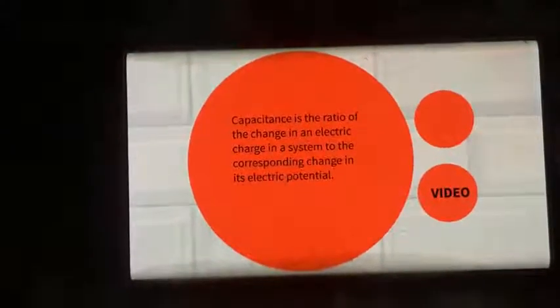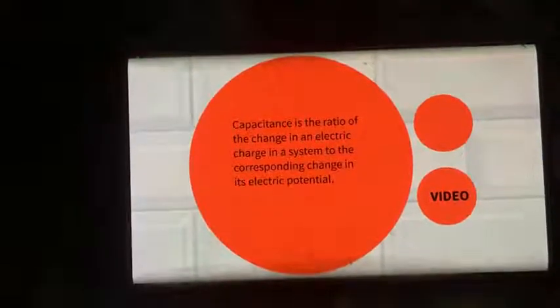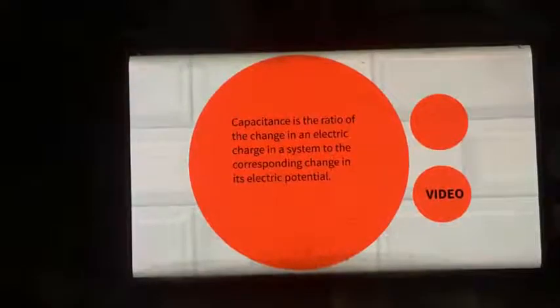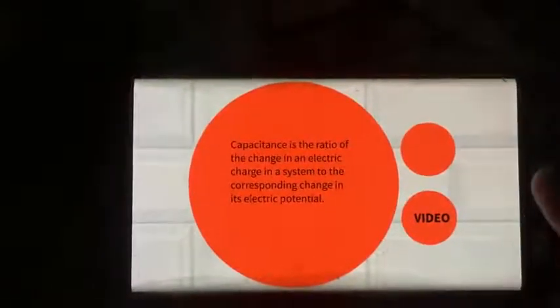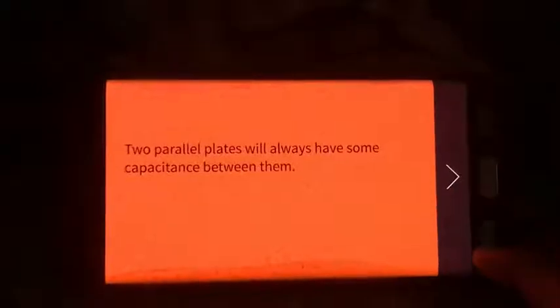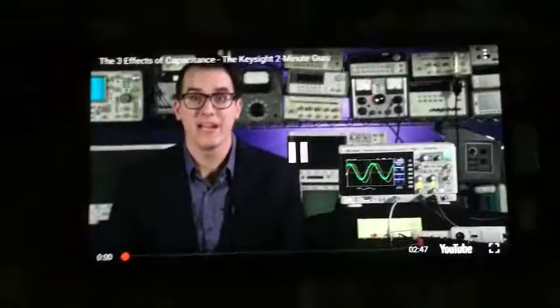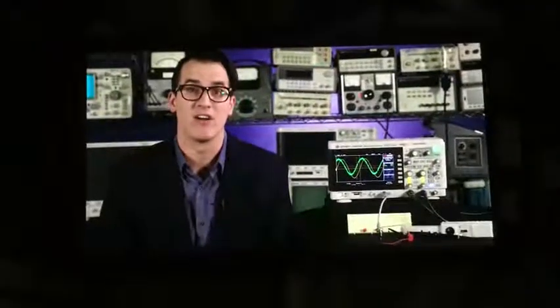Capacitance. Capacitance is the ratio of the change in an electric charge in a system to corresponding change in its electrical potential. Two parallel plates will always have some capacitance between them. Today we're going to use an oscilloscope to look at the 3 different effects that capacitance can have on electrical systems.